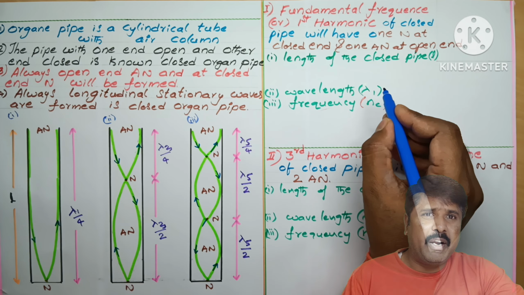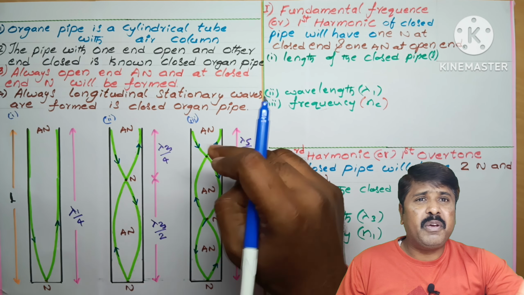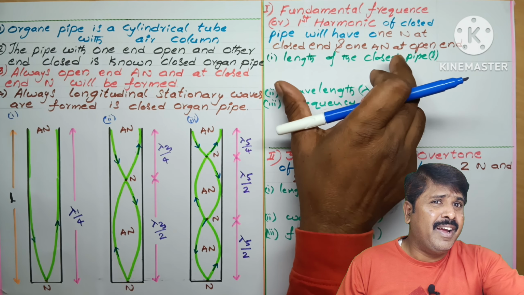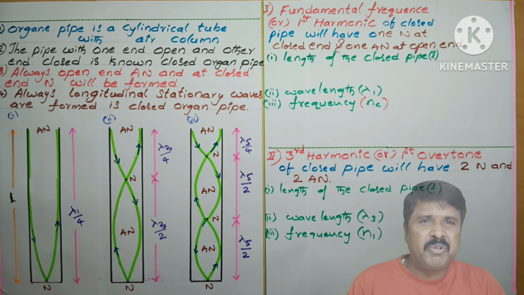So first one is the fundamental frequency, second diagram gives the third harmonic, and third diagram gives the fifth harmonic. Derivation proof clearly I am going to give to you.